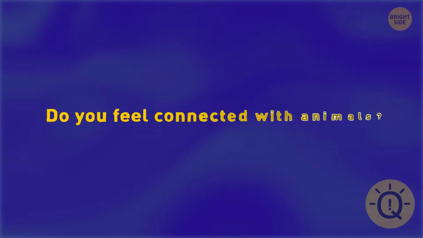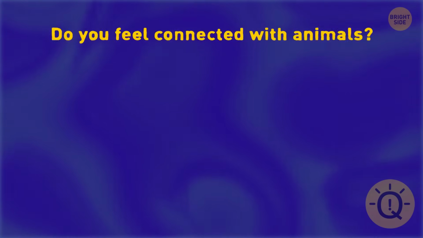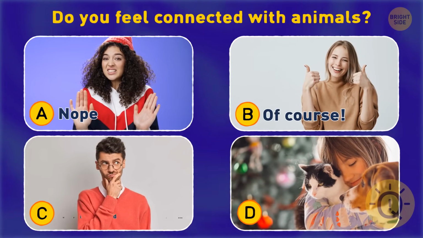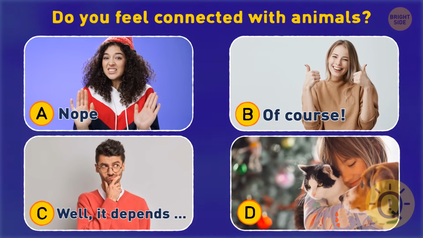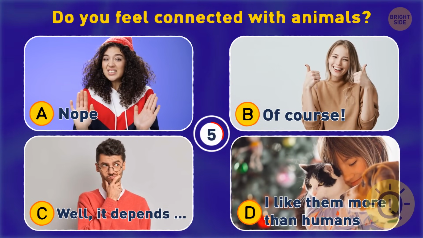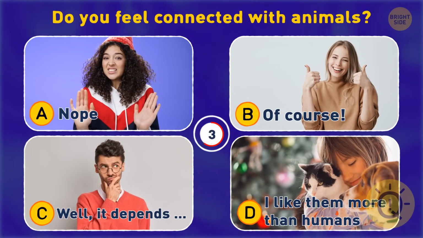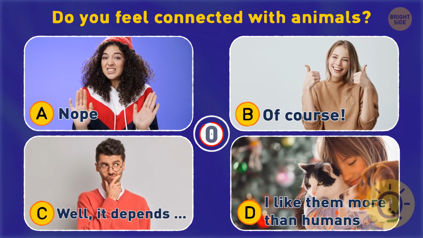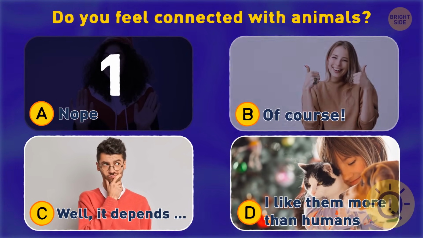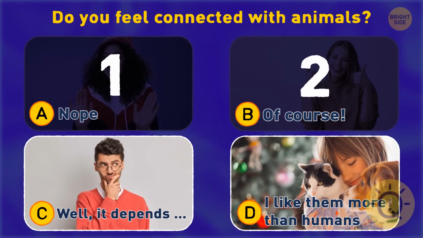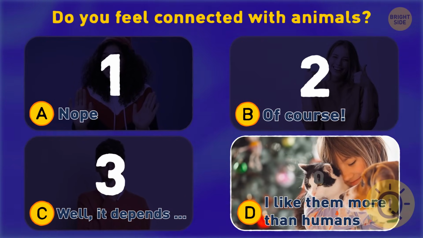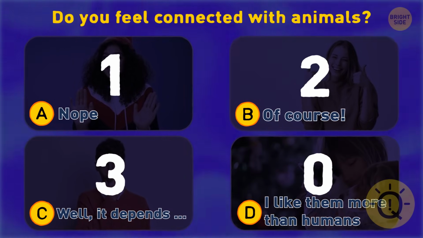Here's the next question. Do you feel connected with animals? Nope. Of course. Well, it depends. I like them more than humans. Option A adds 1 point to your score. If you chose B, add 3 points to your score. Answer C costs 2 points. And D brings you 0 points.